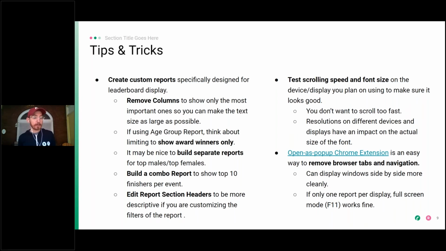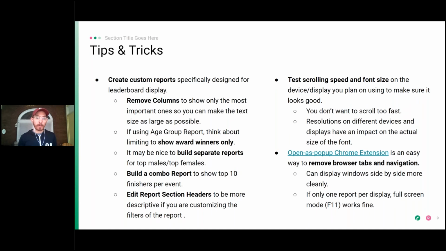If you do build a report with multiple sections inside of it, you can edit the report section headers to be more descriptive if you are customizing the filters. So if you built a filter to say, only show me the top 10 males in this report section, you can edit the header of that section to say top 10 males in the 5K.